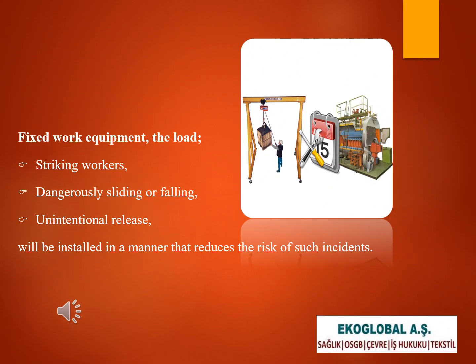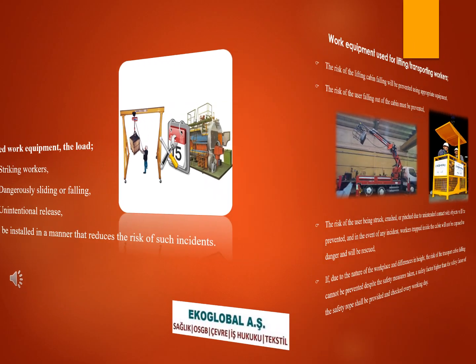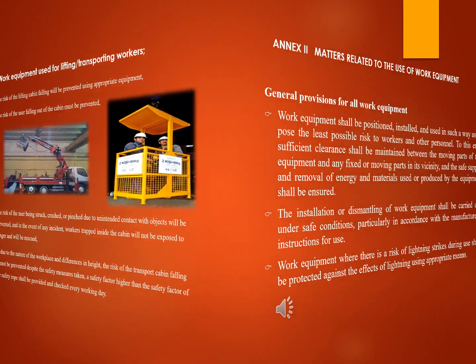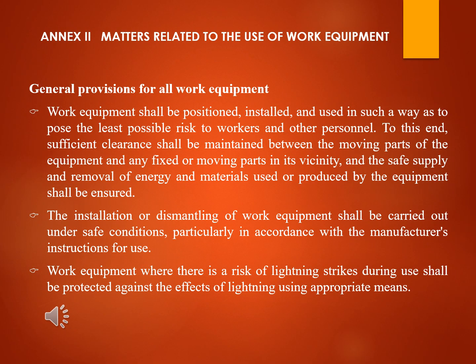Fixed work equipment will reduce the risks of striking workers, dangerously sliding or falling, and unintentional release. Work equipment shall be positioned, installed, and used in such a way as to pose the least possible risk to workers and other personnel. To this end, sufficient clearance shall be maintained between the moving parts of the equipment and any fixed or moving parts in its vicinity, and the safe supply and removal of energy and materials used or produced by the equipment shall be ensured.